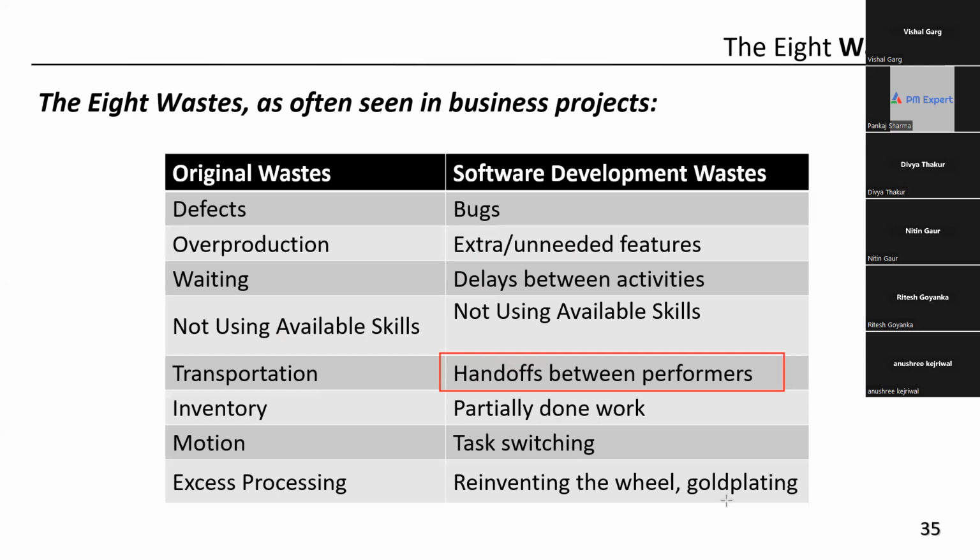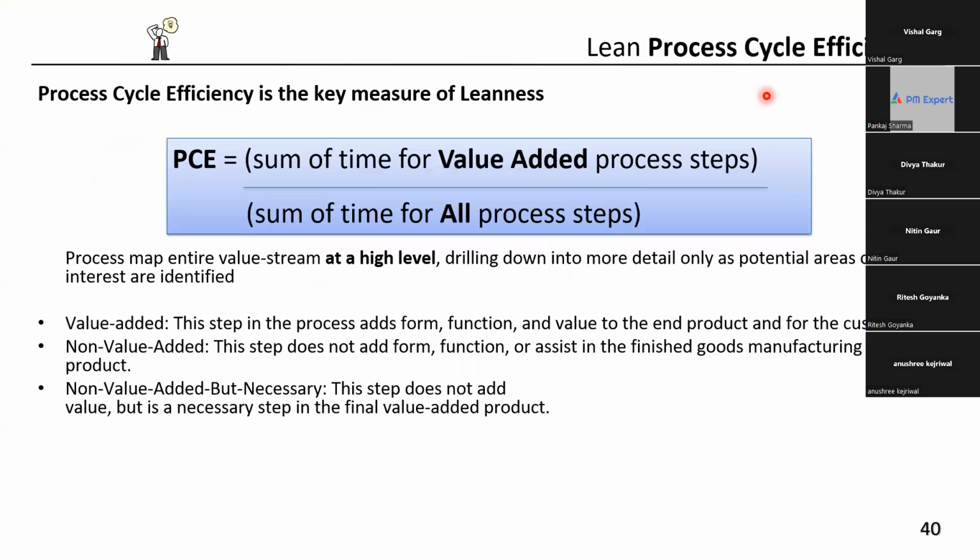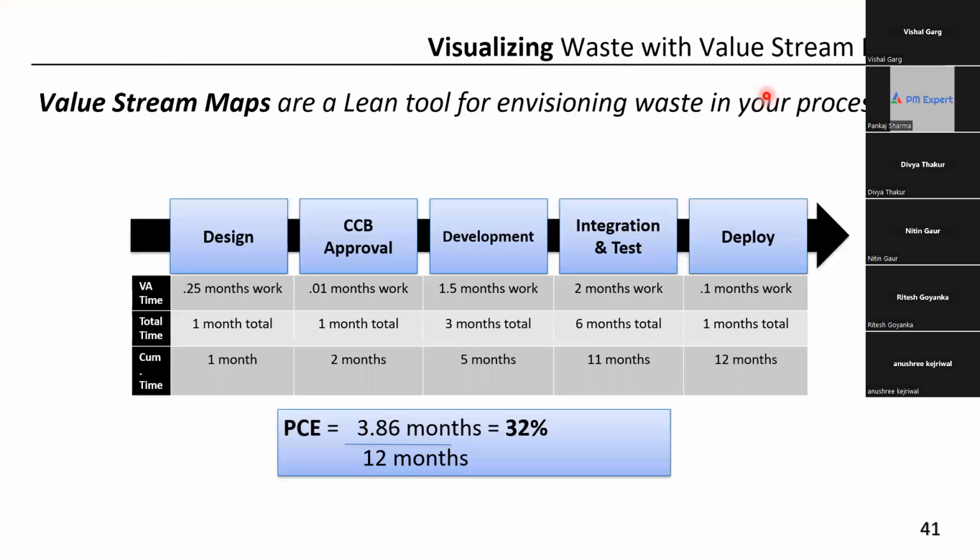Now, as I told you, the goal of lean is to eliminate waste, right? In order to eliminate waste, a technique which is used is called value stream mapping. Now, what is a value stream? First of all, before we talk about value stream map, what is a value stream? Have you heard about value stream, guys?